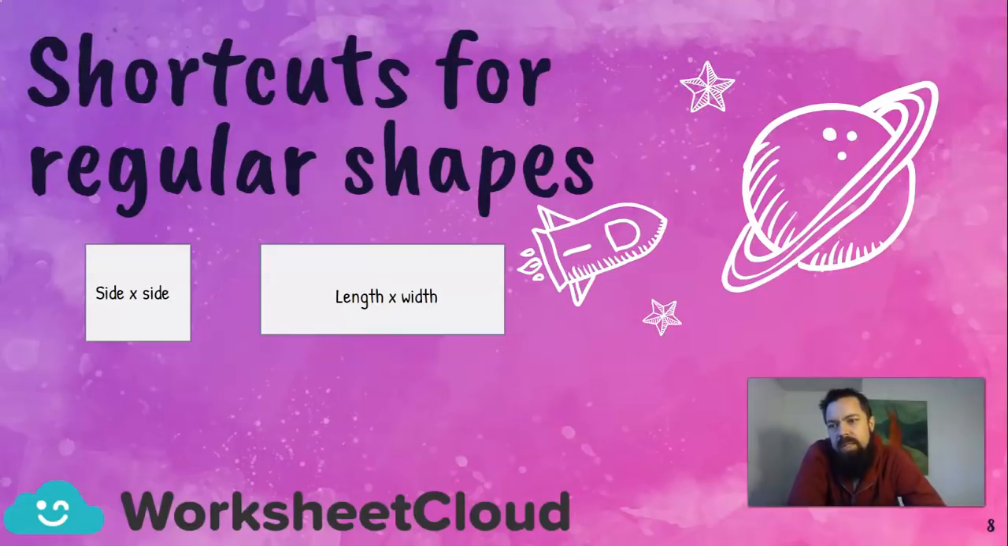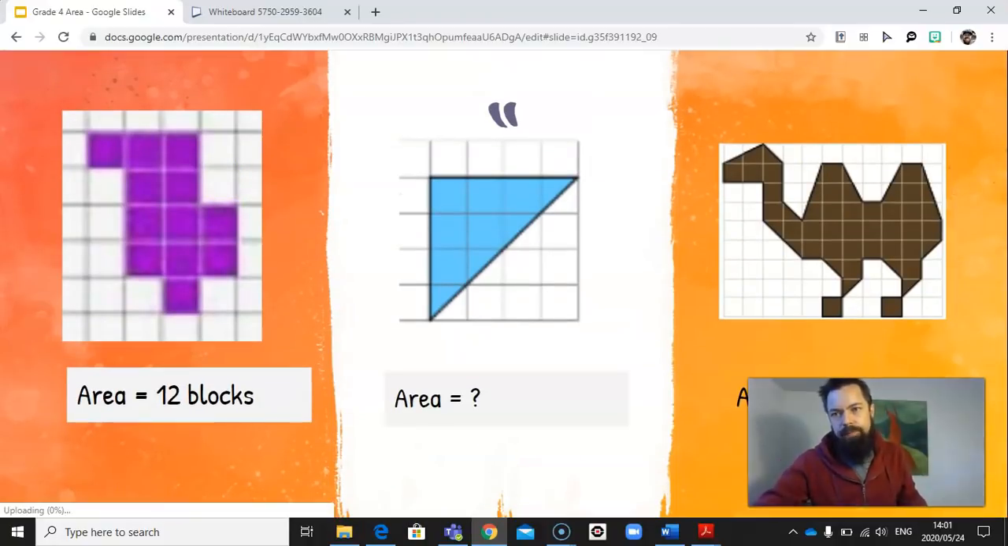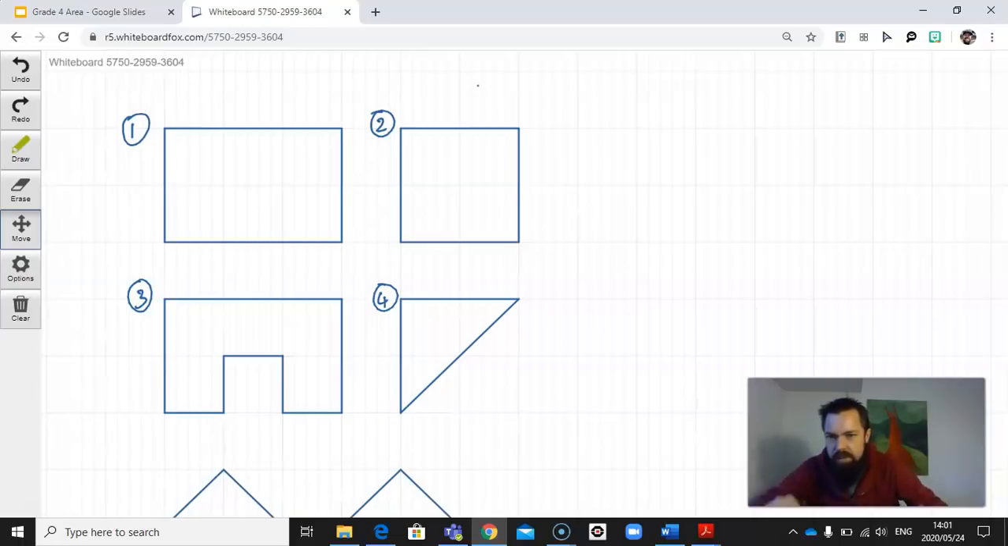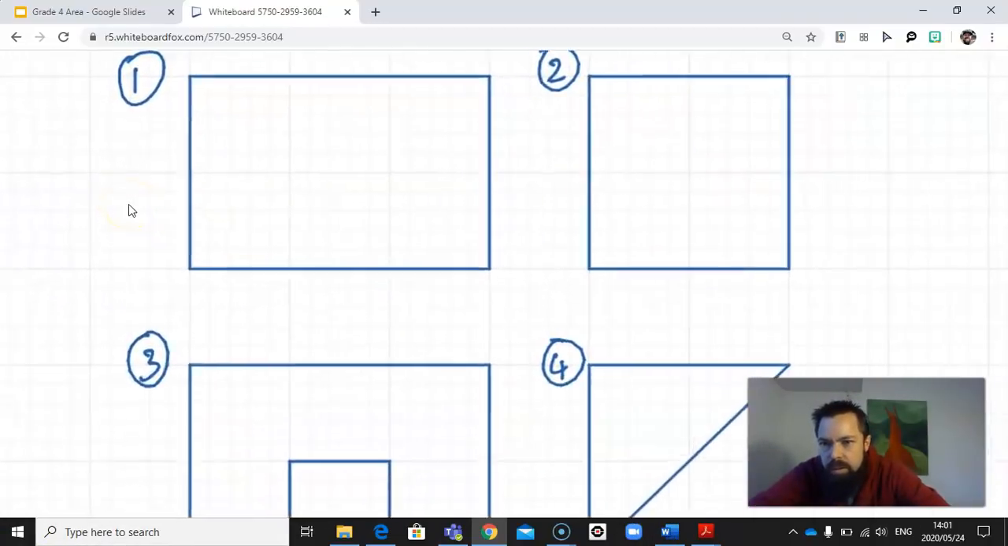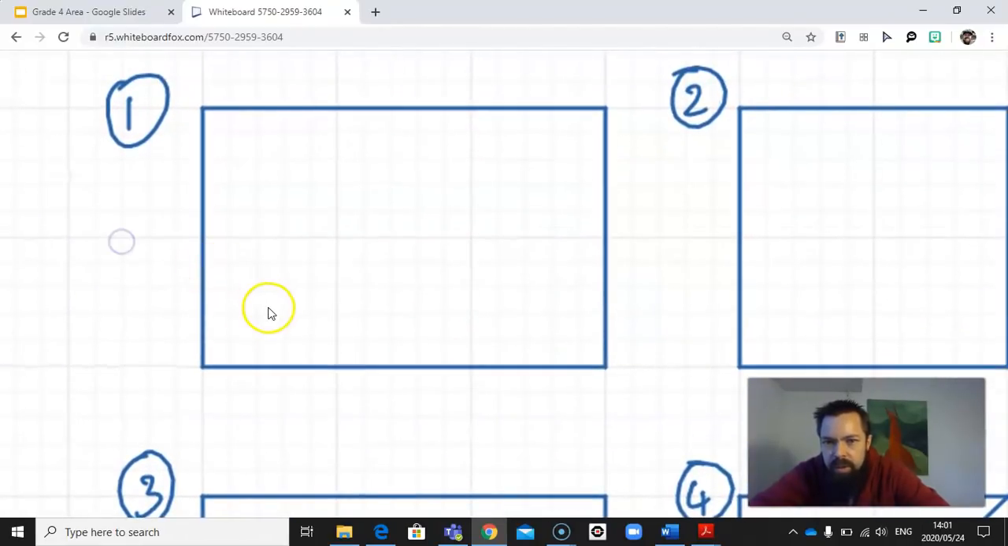Okay, and then towards the end, we're going to have a look at shortcuts for regular shapes, and by that we're just going to look at the square and at the rectangle. So I've got some shapes that I've put over here. I think I might need to zoom in just a little bit so that you can see the blocks. Oh, there we go. Okay.